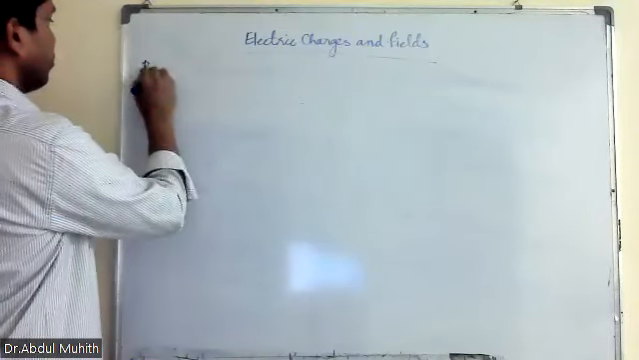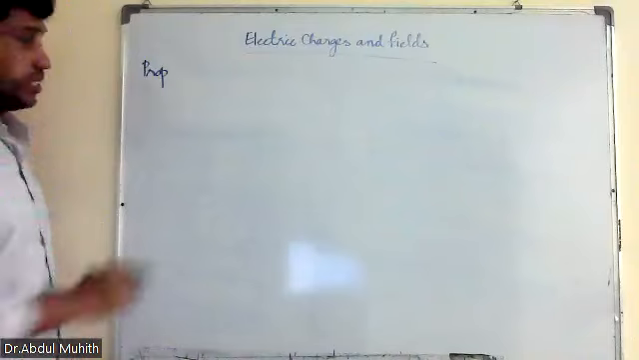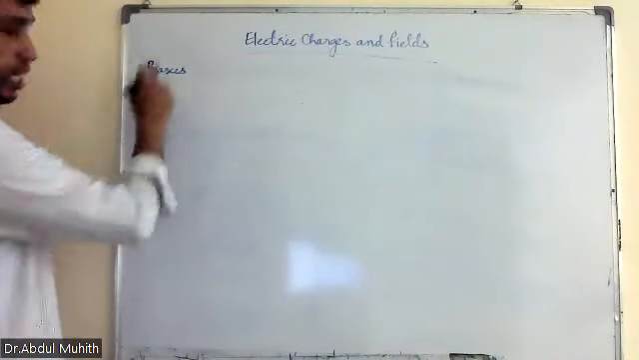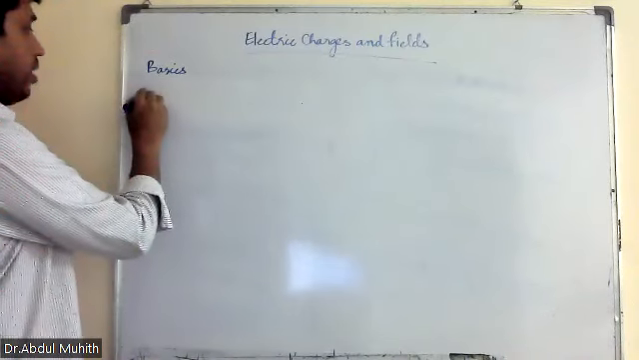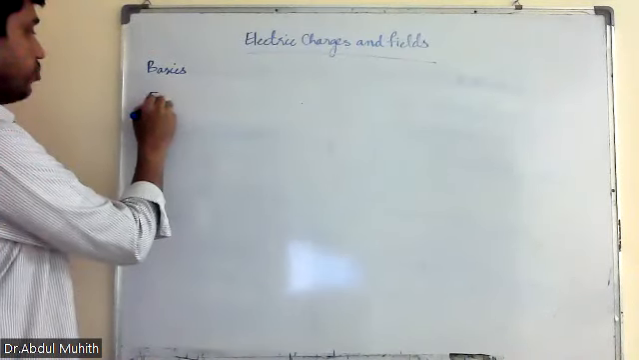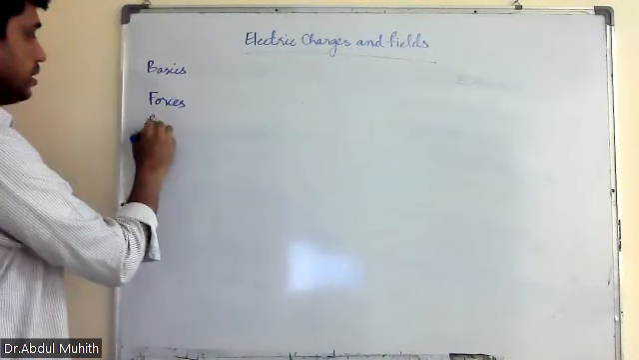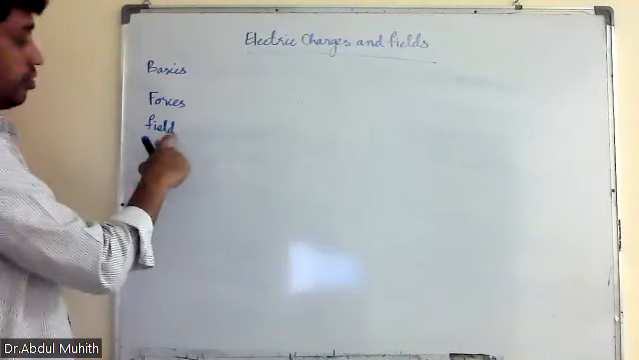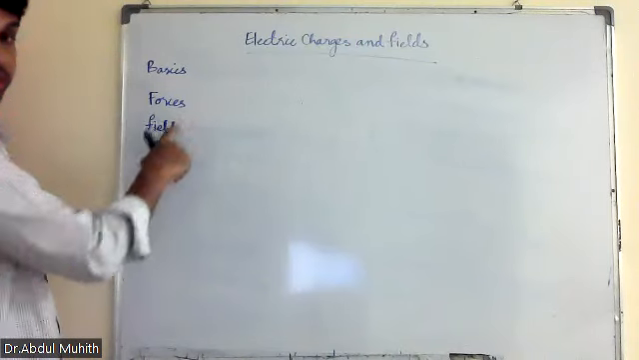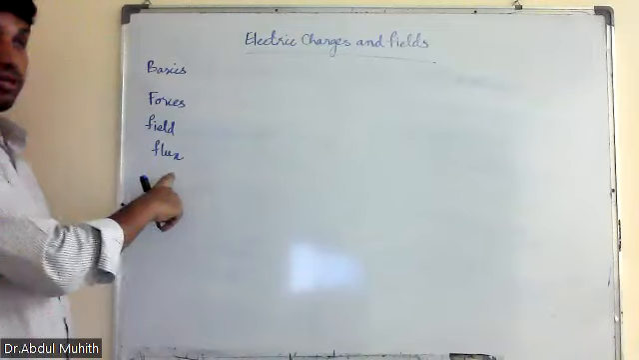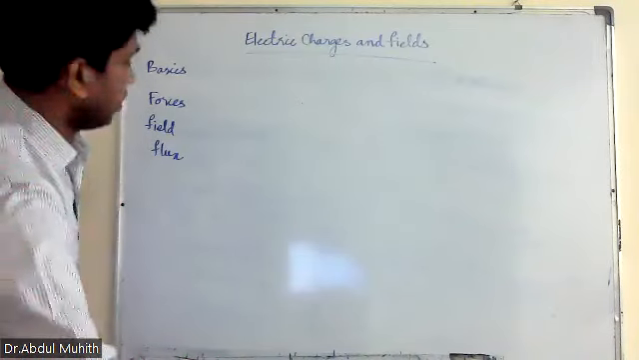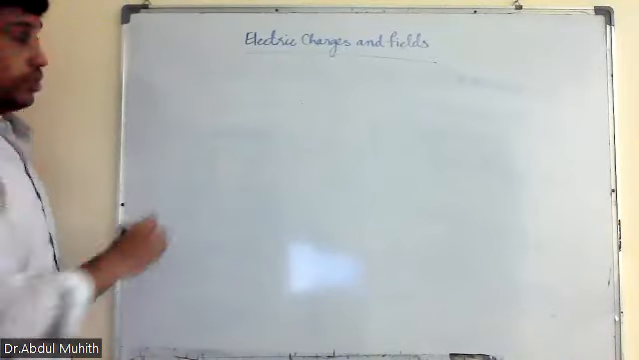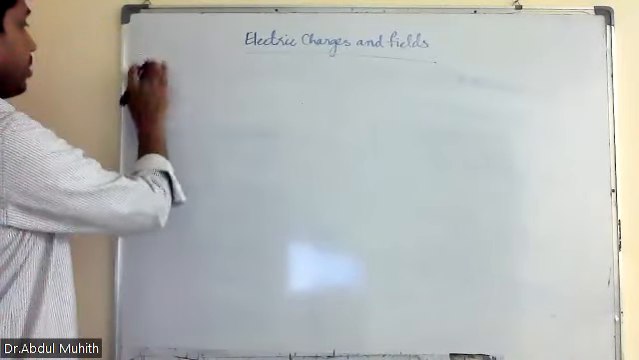This is basic. There are three parts in this lesson. First, we'll start with the basics. Next, we have forces, then fields, then flux. These are the parts in this lesson. We have one derivation in force, three derivations in fields, and around four derivations in flux. I'll try to complete the basics and the forces today. Now, properties of charge.